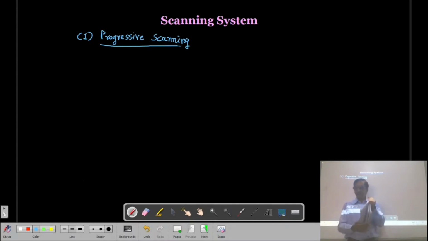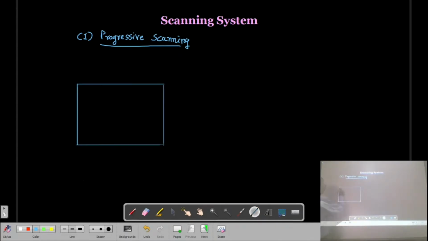The same thing also happens in a television. So let us say we have this kind of frame. This is the top left corner, and let us say a kind of a picture.